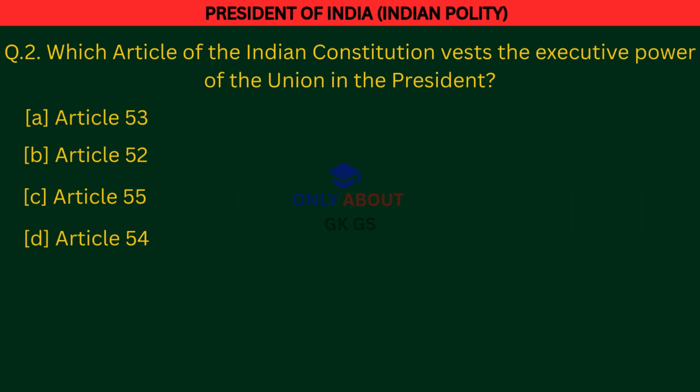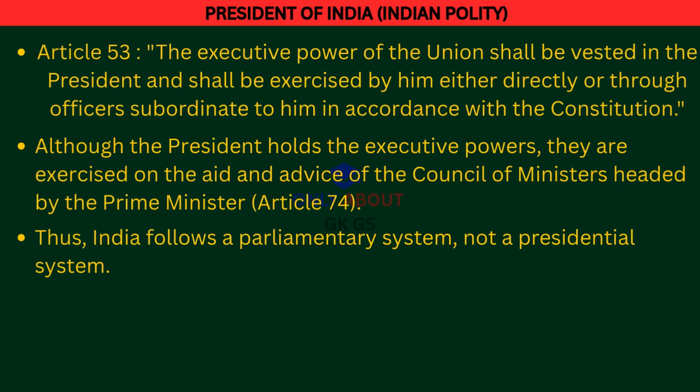Next question. Which article of the Indian Constitution vested the executive power of the Union in the President? Correct answer, Article 53. The executive powers of the Union shall be vested in the President and shall be exercised by him either directly or through officers subordinate to him in accordance with the Constitution.